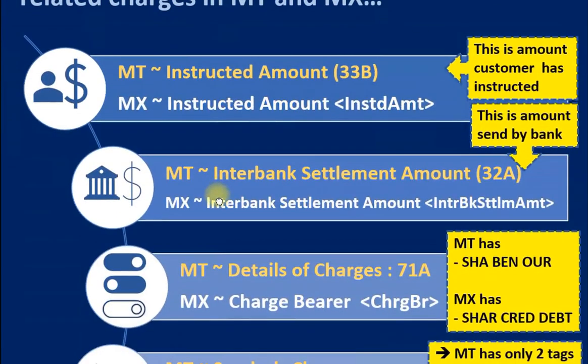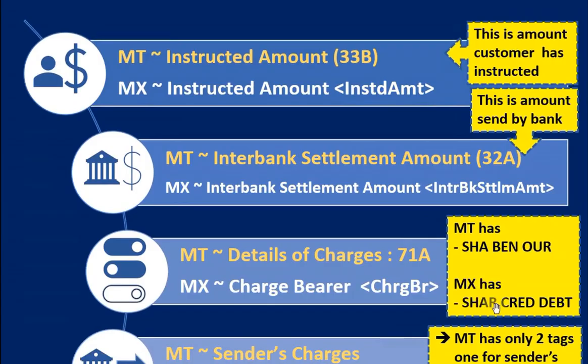The third one is about the choice of charges, what charge option the customer wants to avail. In MT, it is the 71A field that holds it. The values are SHA, BEN, OUR: shared, borne by beneficiary, borne by ordering customer. In MX, it is in the charge bearer field and the equivalents are SHAR, CRED, DEBT.